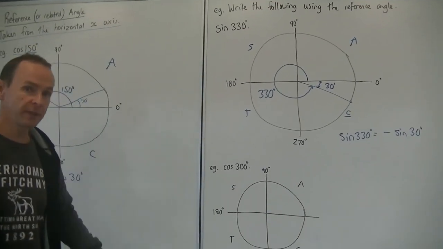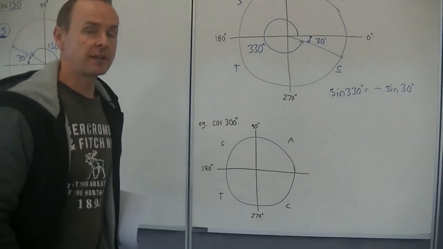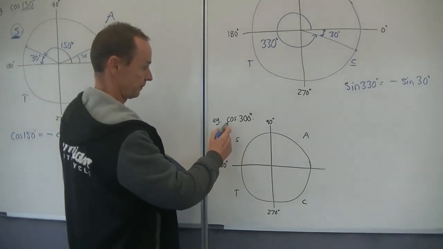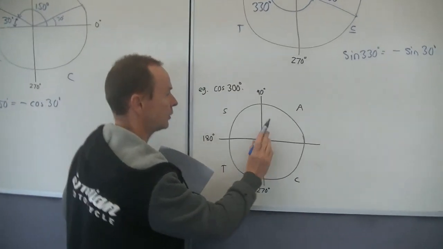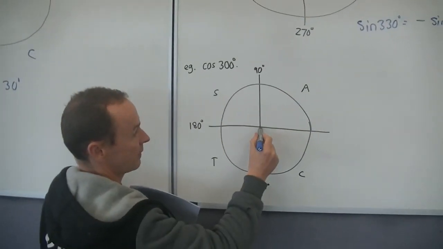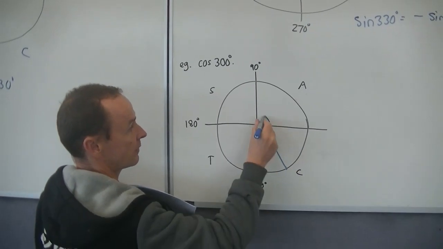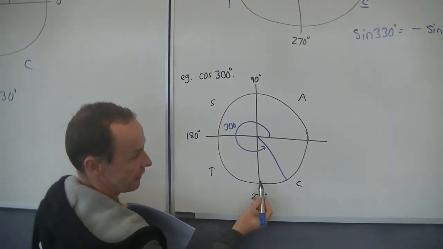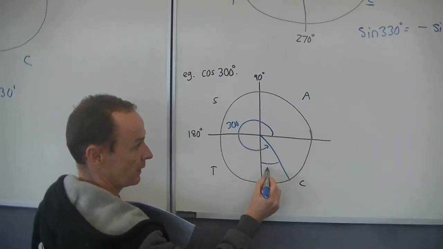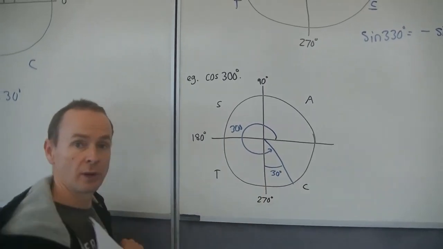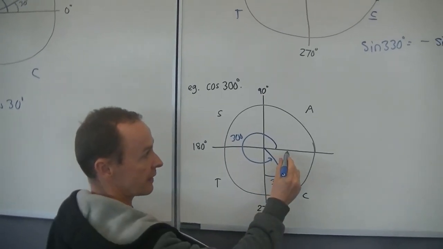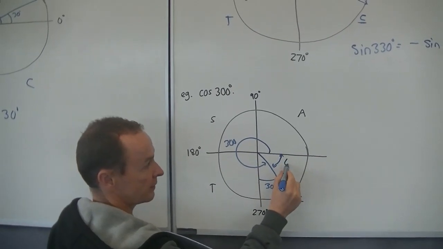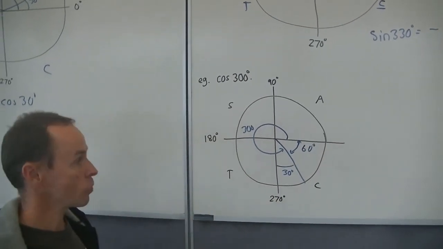Cos 300. Hopefully you're sort of getting your head around it. You don't have to understand this perfectly for year 10, but it's an introduction. So, cos 300. 90, 180, 270, so 300. So that angle there is 300 degrees. And if that's 270 and that's 300, this angle here is 30 degrees. But that's not a reference angle. The reference angle has to be taken from the horizontal. So if that's 30, there's a right angle, so this must be 60 degrees.